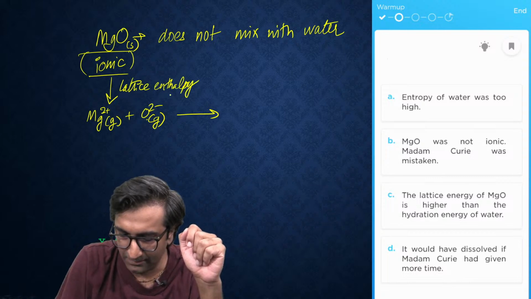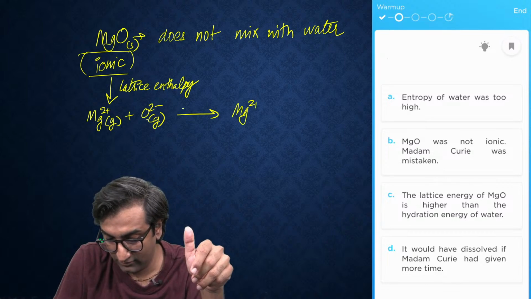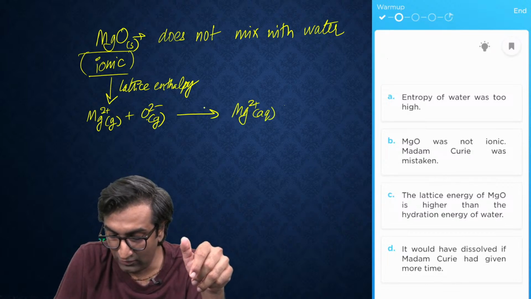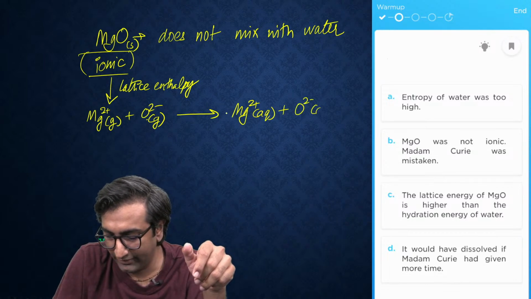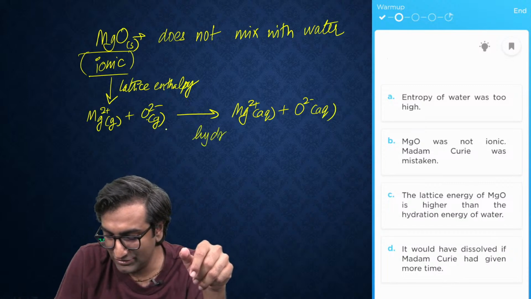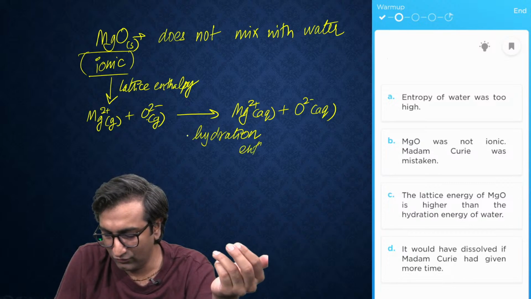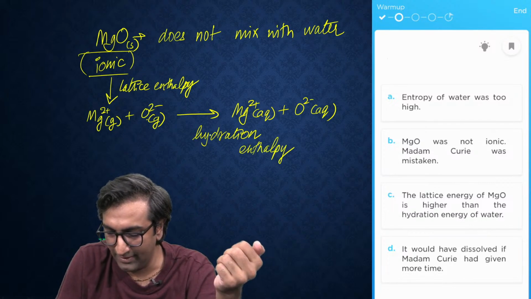Okay, the next step is to convert this into aqueous ions, मतलब कि surrounding it with a lot of water molecules. This is known as hydration या फिर solvation. Solvation is a general term. Hydration enthalpy is what we should be talking about because यहाँ पानी है.